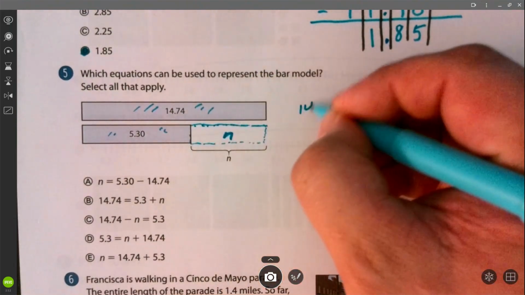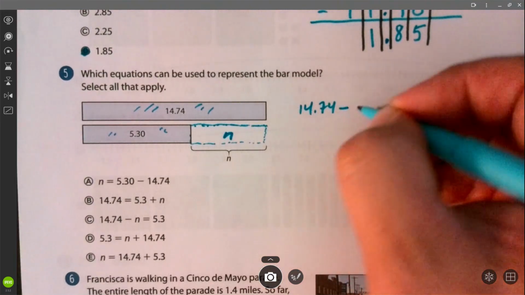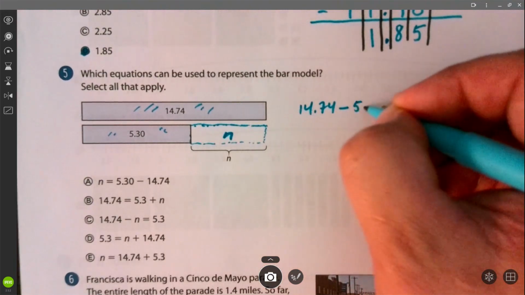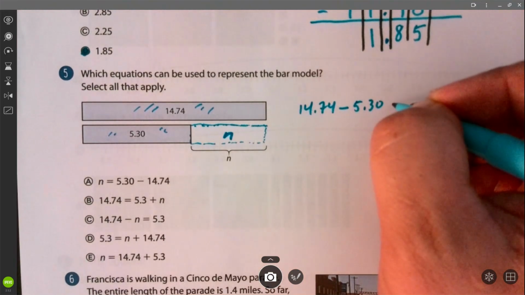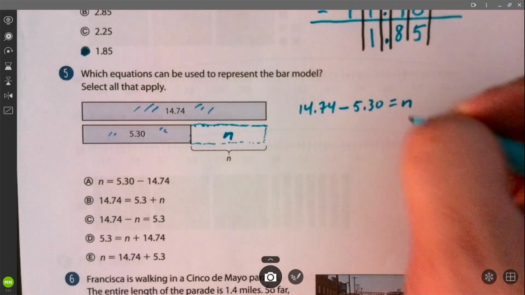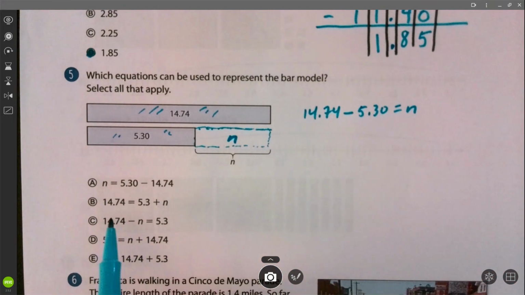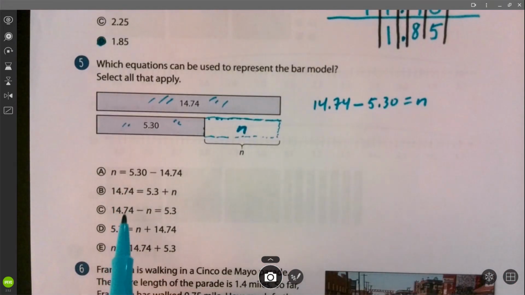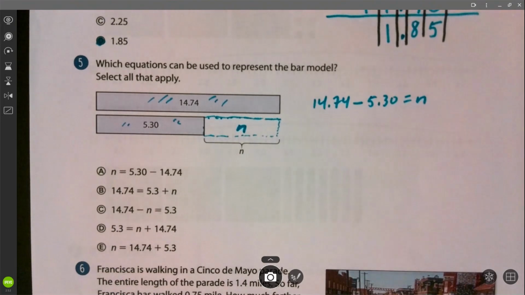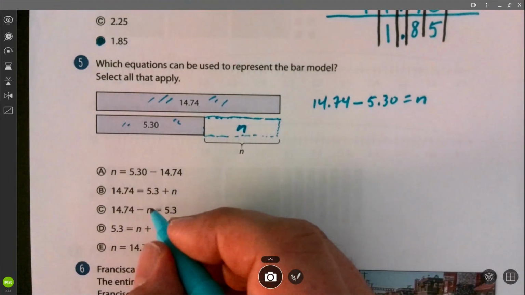So if I just did 5.74 take away 5.30, 5 and 30 hundredths. If I did that, I would find out that difference, right? Let's see if this is anywhere on there. That does not show up well, does it? It doesn't look like it shows up anywhere on there, does it? No, it doesn't.